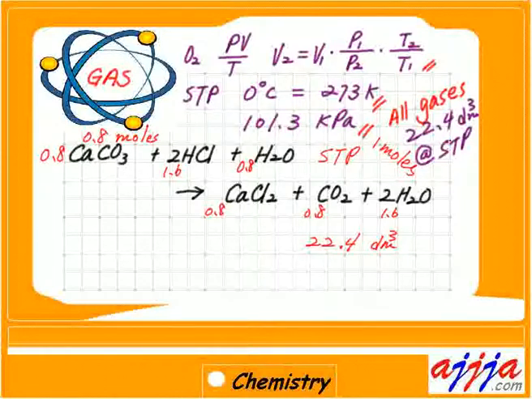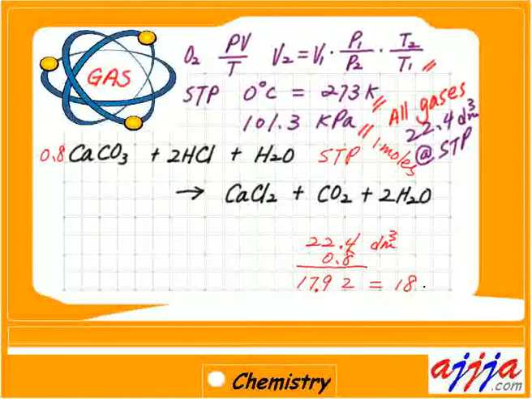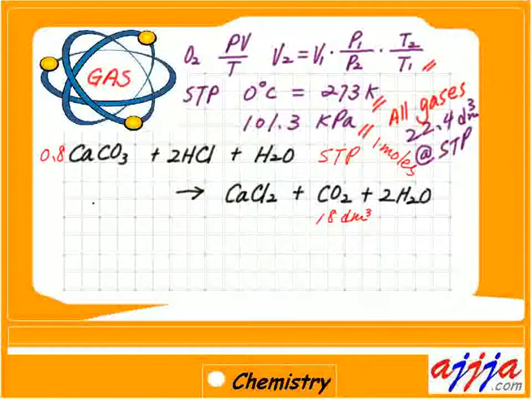So that's 1 mole, but as we saw, this one is only 0.8. That's why we multiply by 0.8, and as you see, the answer is 17.92 cubic decimeters, which is about 18. We can say 18.0. That's what we're going to use. Now, the volume of CO2, carbon dioxide, should be 18 cubic decimeters, but that was at STP.